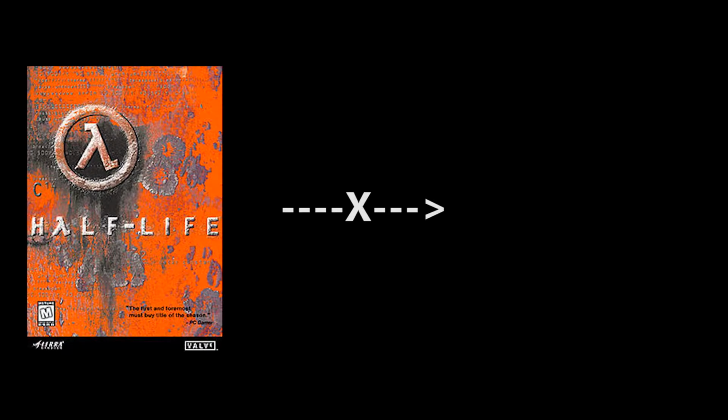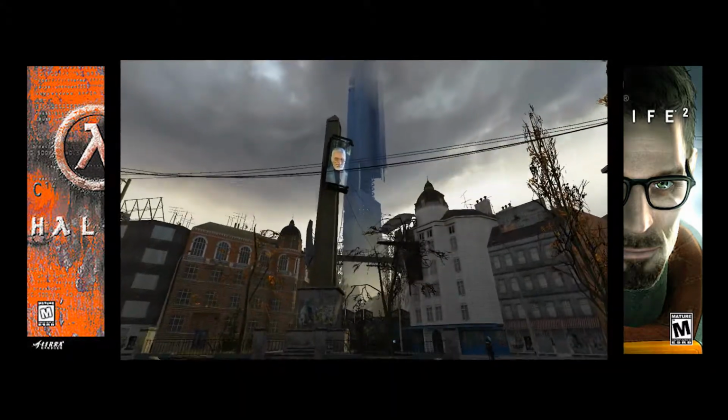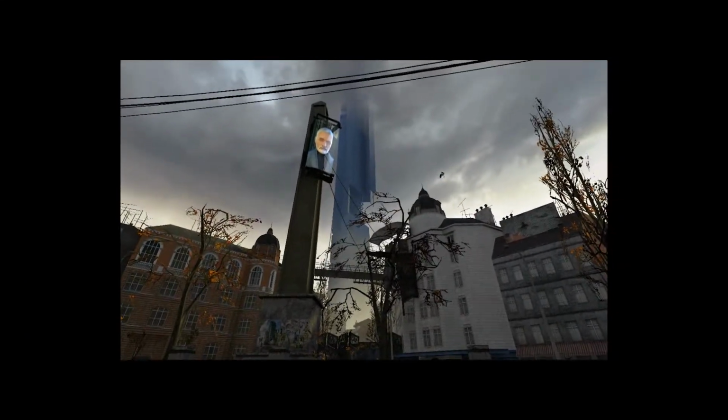So here's the story. Sometime in between Half-Life and Half-Life 2, the world got taken over by this evil organization called the Combine. They basically turned the Earth into a dystopia. Anyway, here's a summary of Half-Life 2, as quick as I can make it.